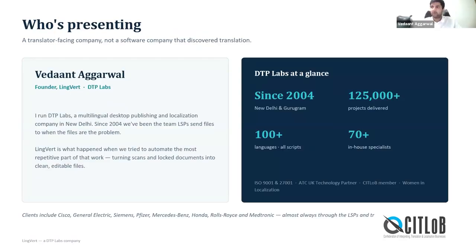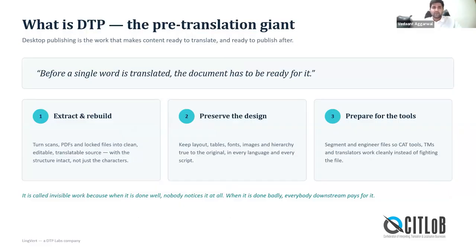Now, the biggest question here: what is DTP? Most people hear the phrase desktop publishing and think of layout, InDesign, page design, the pretty part at the end. That's half of it, and it's the less interesting half. Before a single word is translated, the document has to be ready for it. That readiness is DTP, and it breaks down into three jobs.